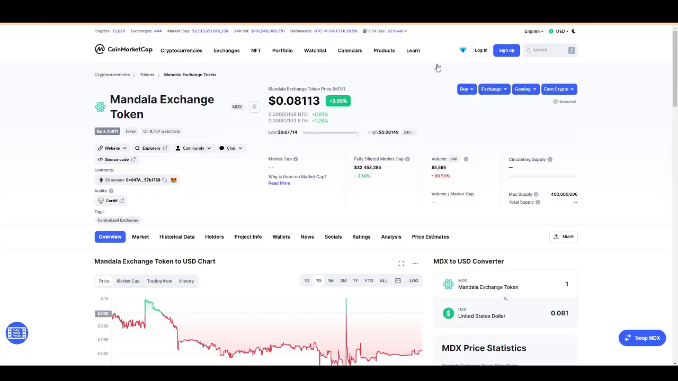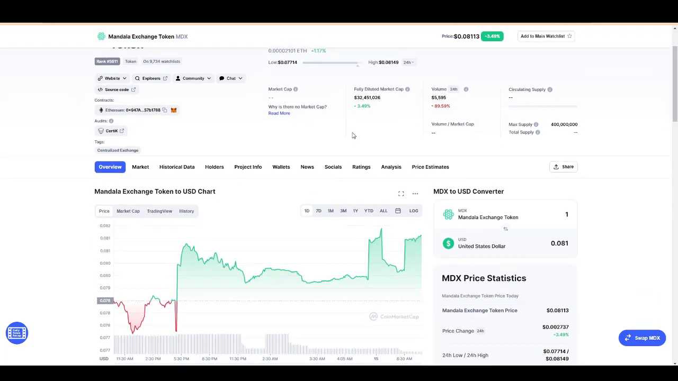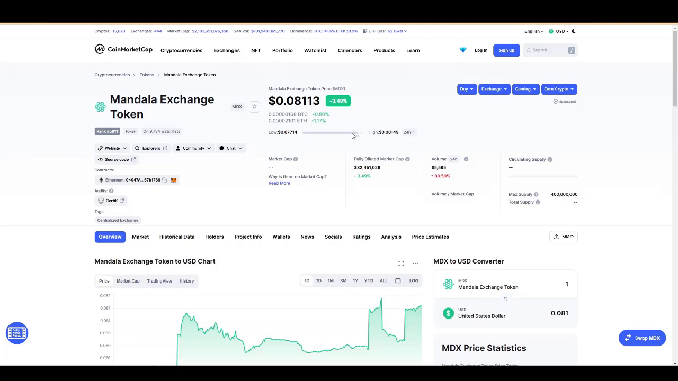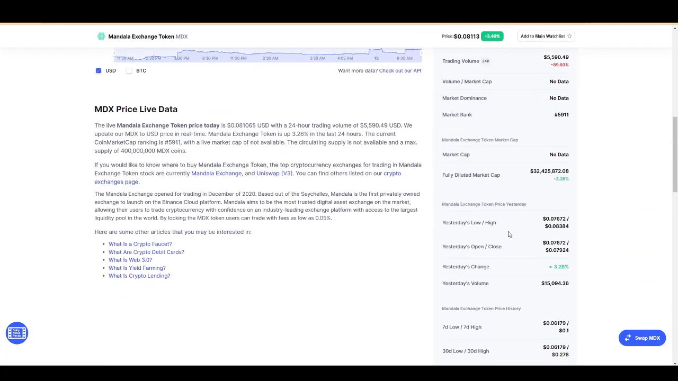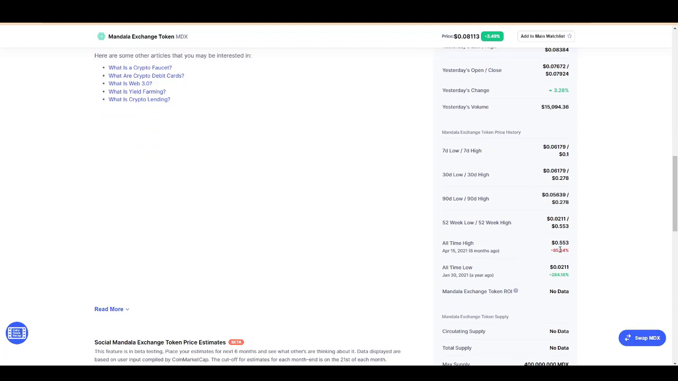And also if you don't know, Mandala Exchange has their own token called the MDX token, which is currently trading at $0.08. I think this is the right time to start accumulating some MDX token, because holding MDX token and locking it in Mandala Exchange gives you some great benefits that we are going to be talking about in this video series. So make sure to subscribe to our channel. MDX token made an all-time high of $0.5, which is about 85% down from its all-time high.